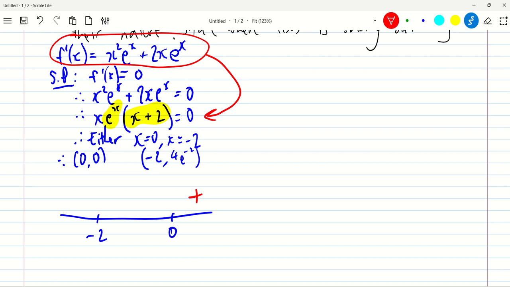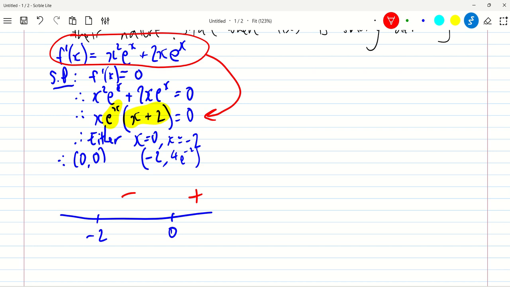I'll just put positive there. Let's have a think about this region here, something between 0 and -2. Let me choose -1. If I put x equals -1 into our derivative, that bit there will be negative, because we've got -1. E to the -1 is going to be positive, because that's 1 over e, a positive number. And -1 plus 2 is positive as well. So negative times a positive times a positive. In here, that will be a negative. Let me clear my working out and then put my negative back in there.